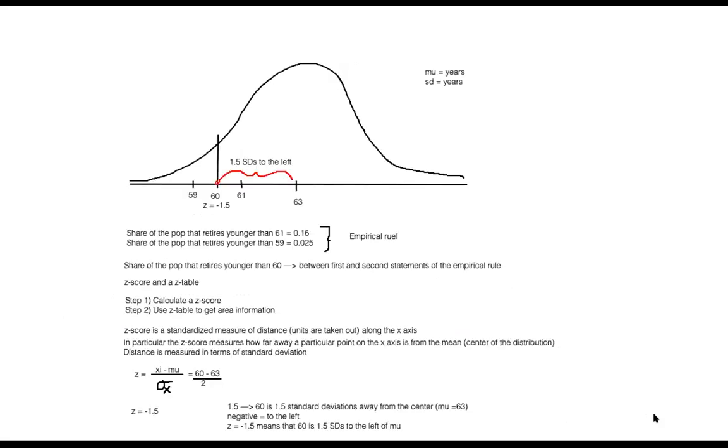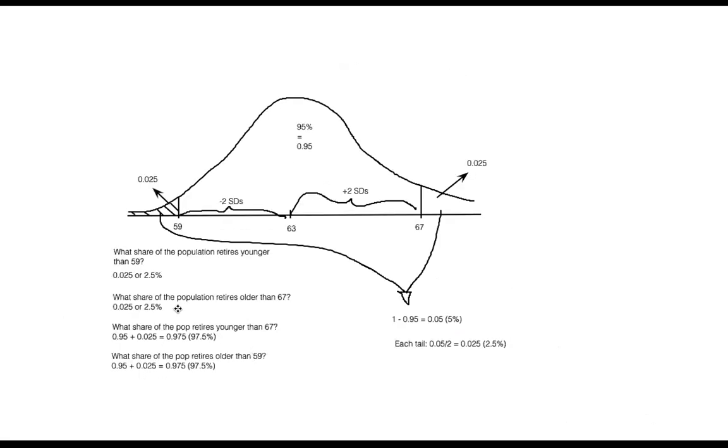So this is exactly the same thing that I did when I was drawing inferences, right? We first looked at what share of the population retires younger than 59, but then I was also able to get the information for what share of the population retires older than 67, and what share of the population retires younger than 67. That was the same as the share of the population that retires older than 59. So it's the same idea.